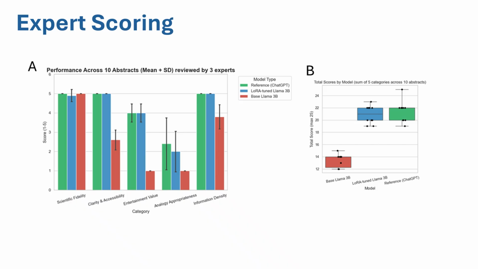And then looking at the individual categories in panel A, I was particularly proud to see that the model matched the gold standard, the ceiling of the scales, for scientific fidelity and clarity. And this proves that we successfully bridged the performance gap, creating a model that maintains rigorous integrity while being highly accessible. And then a subtle divergence did emerge in analogy appropriateness, where the higher standard deviation suggests that while it's mastered the factual preservation, generative creativity, the context-specific analogy, is still a variable task for the 3 billion model.